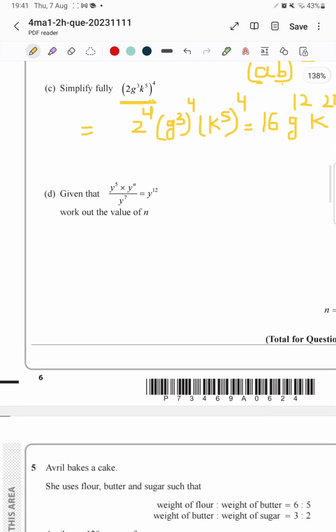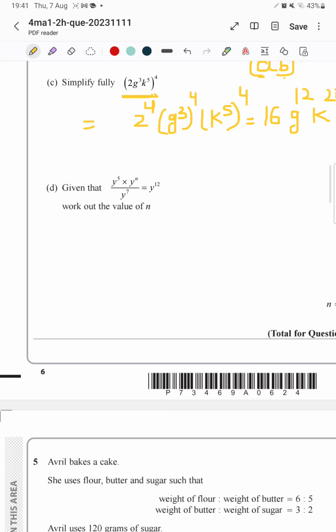We have one more question here. Given that y to the power of 5 times y to the power of n over y to the power of 7 is y raised to the power of 12, work out the value of n.